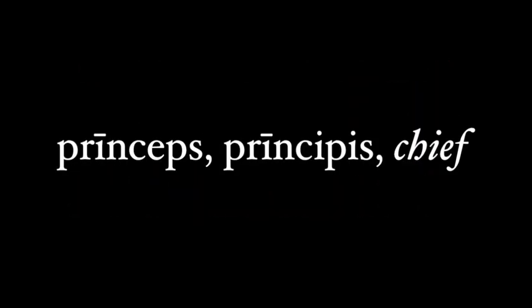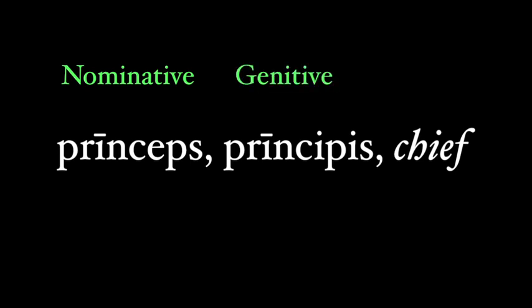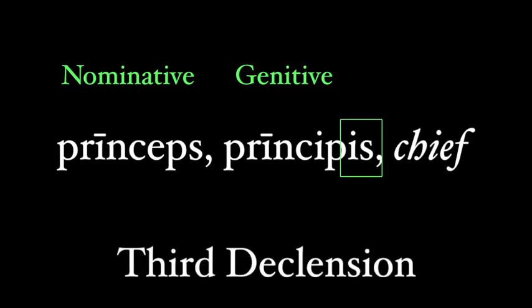Since we use the genitive case to determine to which declension a noun belongs, you will always see a noun listed with its nominative subject form, and this will be followed by its genitive form, the "of" form of the noun. Third declension nouns always end in -is in their genitive singular, and this -is will tell you that a noun is in the third declension.